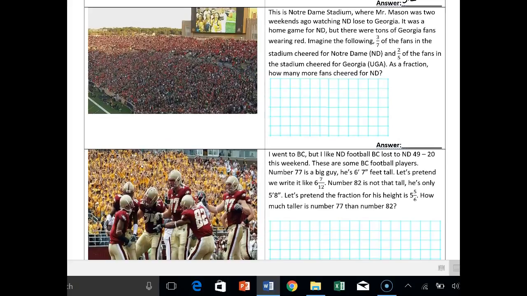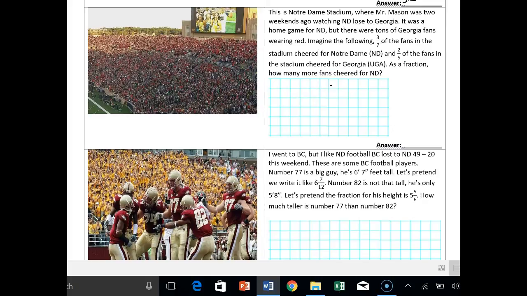So this is Notre Dame Stadium. Normally, it's filled with blue and gold, but as you can see, there's a whole bunch of red here. I was here 2 weekends ago to watch Notre Dame, ND, lose to Georgia. It was really sad. It was a home game for ND, but there were tons of Georgia fans wearing red. It was kind of embarrassing how many there were. So imagine the following. 3/7 of the fans in the stadium cheered for Notre Dame, and 2/5 of the fans cheered for Georgia, UGA. As a fraction, how many more fans cheered for ND? It wasn't very many. As you can see, there's a whole bunch of red there, right?